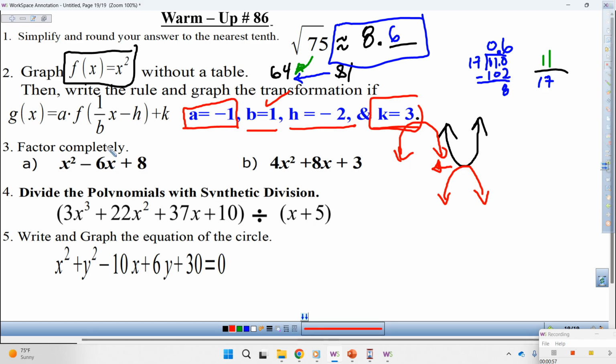Number 3, factor completely. We got 8, negative 6. What two numbers multiply to give me positive 8? Well, that's negative 4 and negative 2. And when you add them, they give us negative 6. x minus 4, x minus 2. This one. Standard form, yes. GCF, no. What is 4 times 3? That's 12. 8 goes underneath.